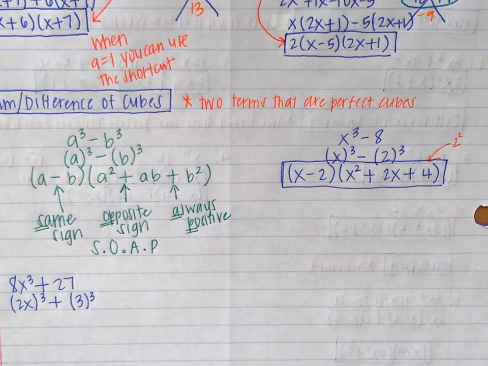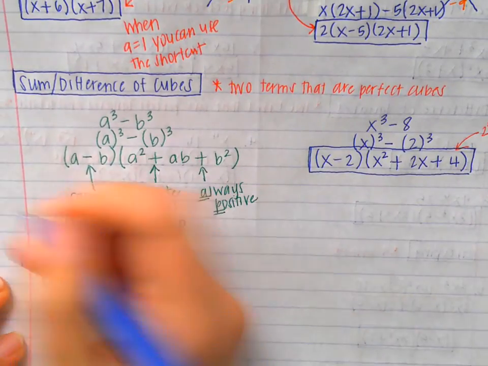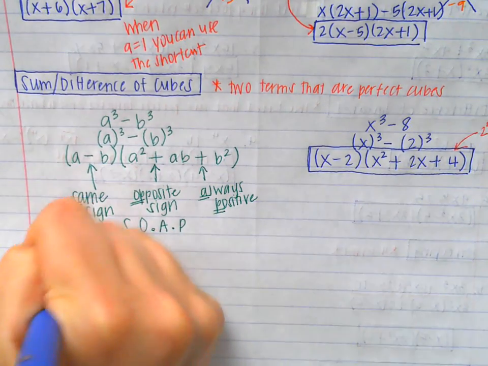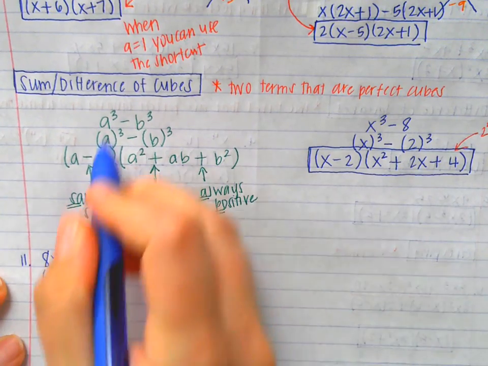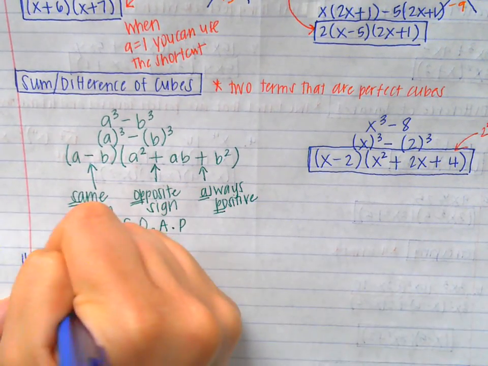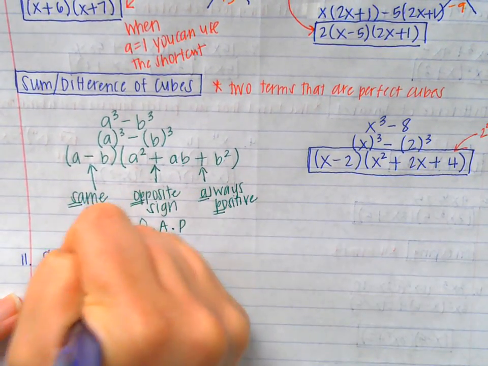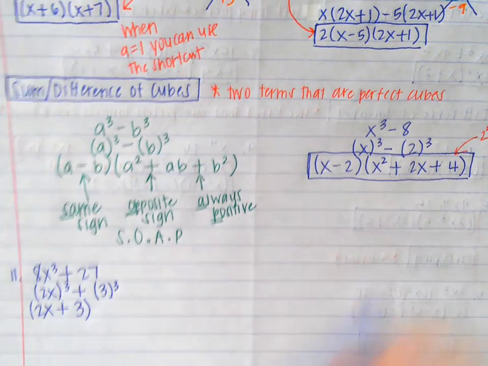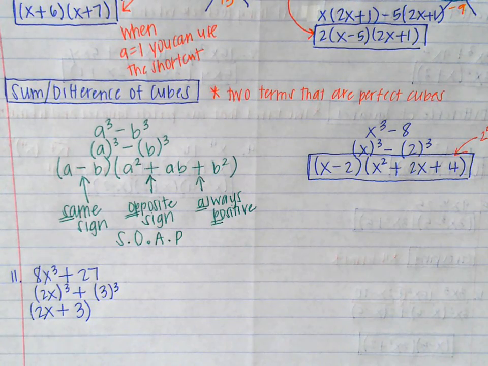Okay, so now's the setup. It always starts with the first term. Same sign. So if it's plus, it's plus. The second term. First parentheses, done. Second parentheses, let's go.